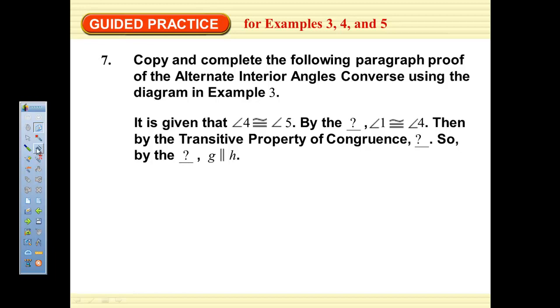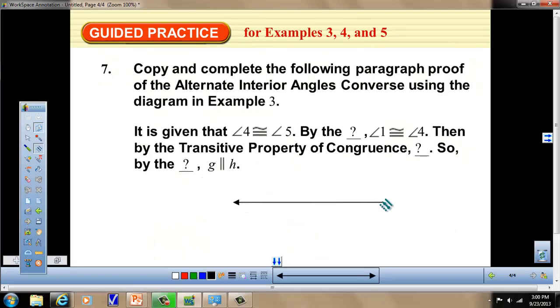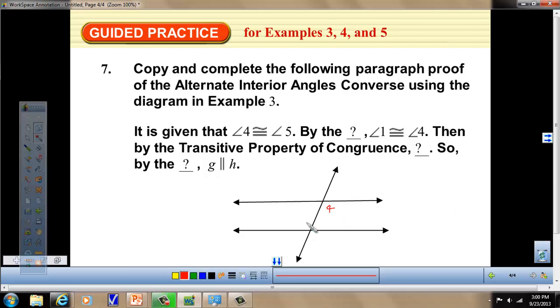Alright. So I'm going to draw it again. We've got that, that, and that. And I believe we had a 4 here, and a 5 here, and a 1 here. So we're given that 1 and 5 are congruent, or 4 and 5 are congruent, and we want to know why 1 and 4 are congruent. That's because of vertical angles. And then by the transitive property, 1 and 4 are congruent, so 4 and 5 are congruent, so therefore 1 and 5 are congruent. And since 1 and 5 are corresponding angles, then the lines are parallel.